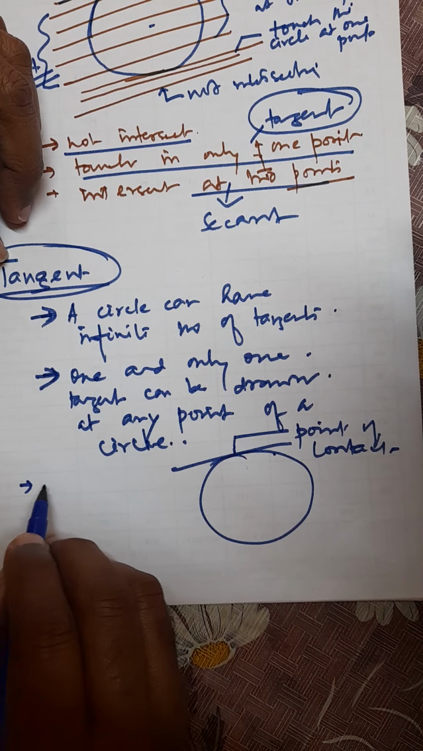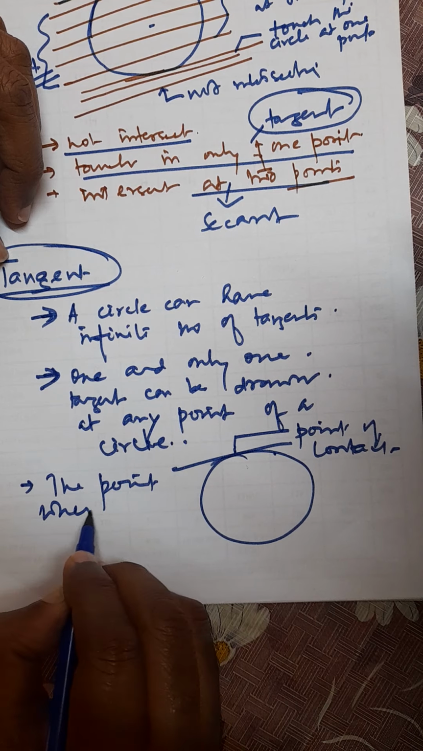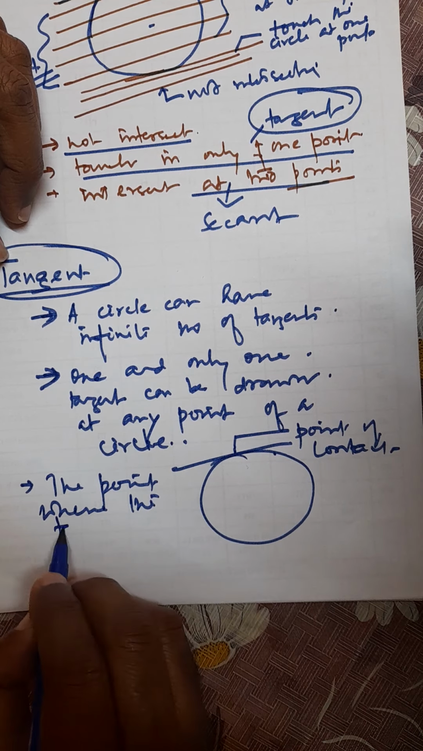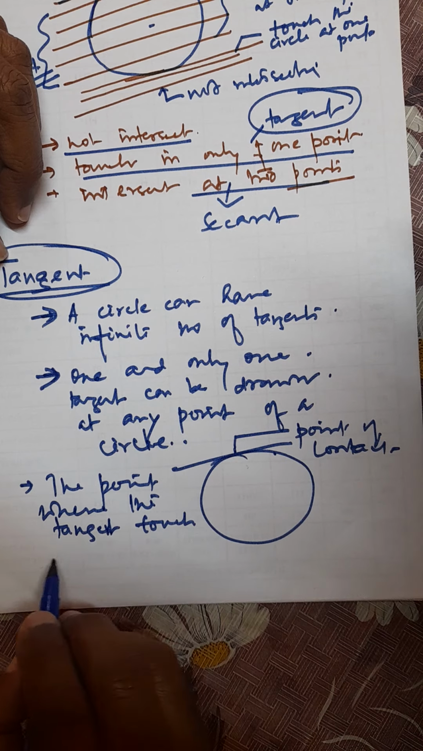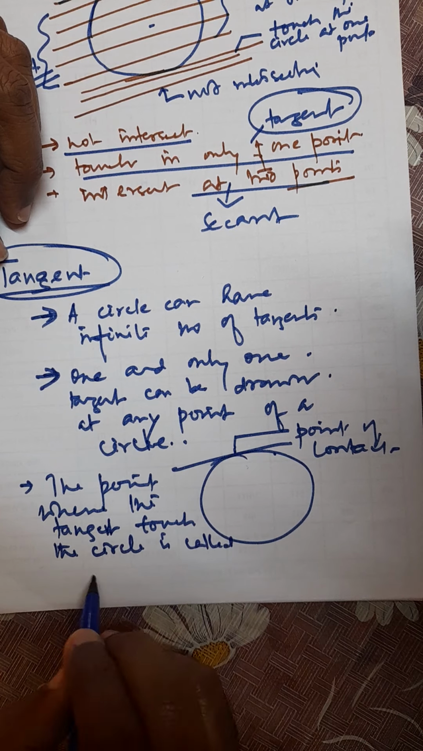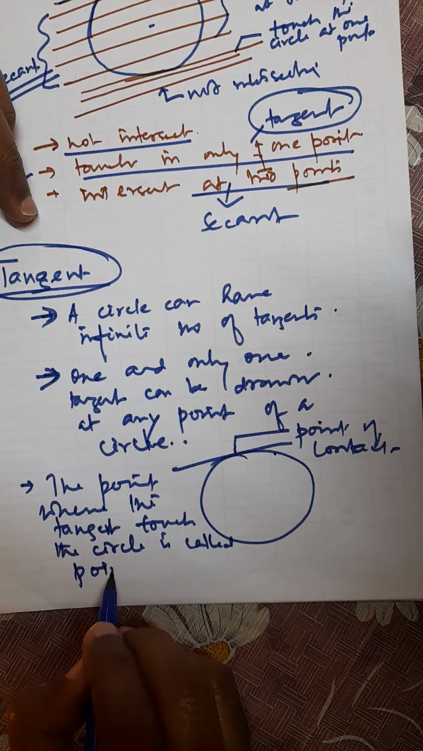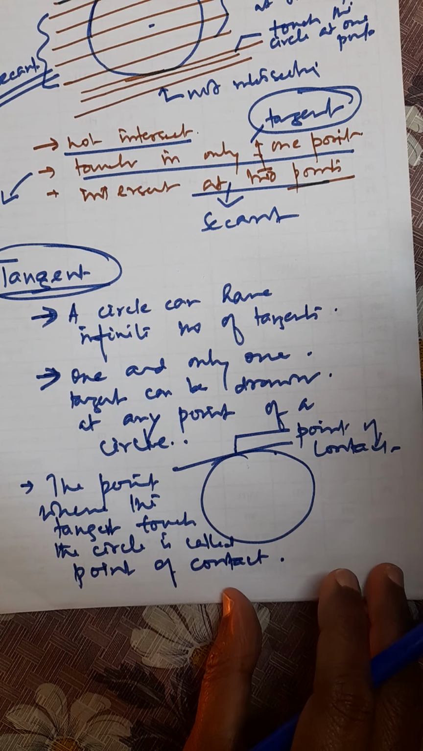The point where the tangent touches the circle is called point of contact. Okay.